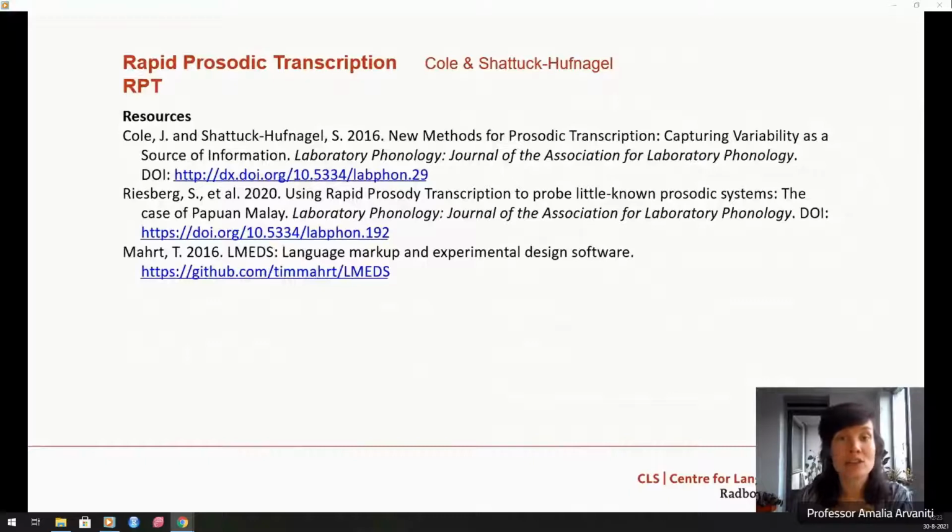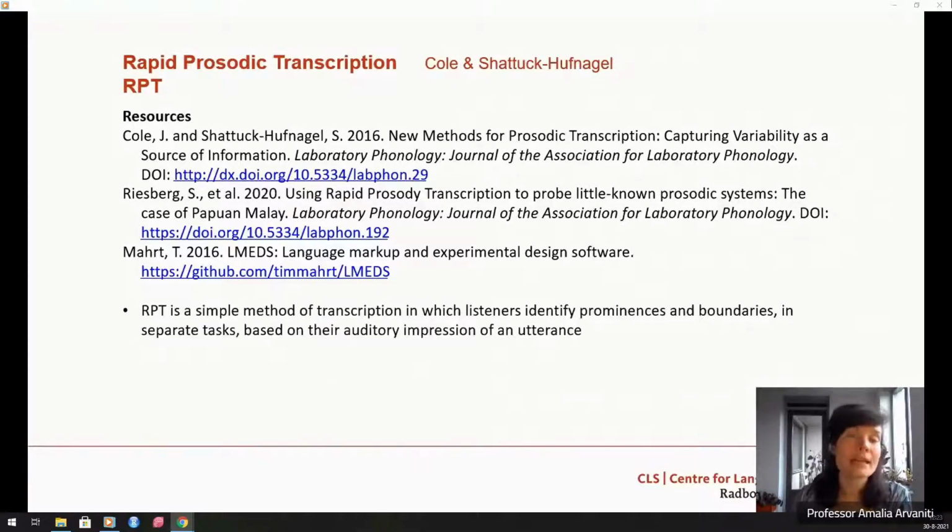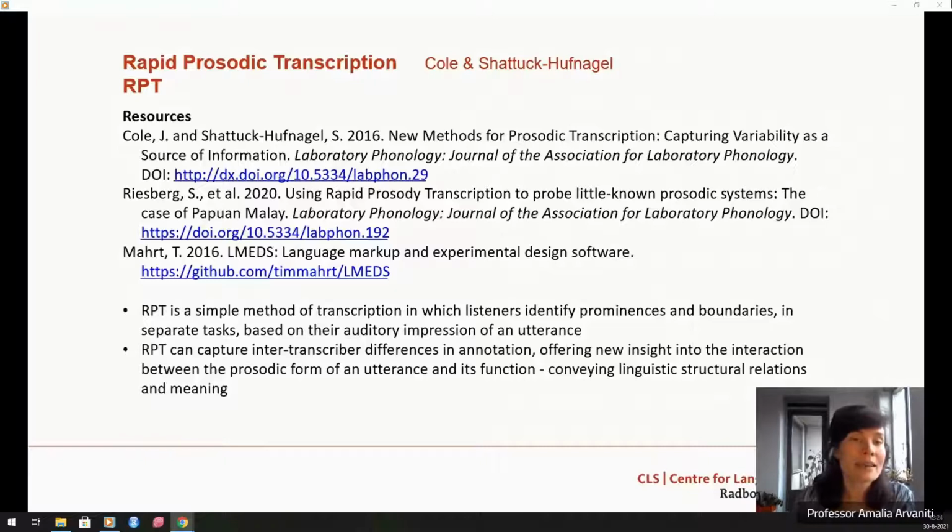The next method up is rapid prosodic transcription, or RPT. It was developed by Jennifer Cole and Stephanie Shattuck-Hufnagel, and is also a system for minimally annotating aspects of intonation. In RPT, listeners identify prominences and boundaries in 2 different tasks based on their auditory impressions of an utterance. RPT can capture inter-transcriber differences in annotation, and then this can be used in other investigations, for example, looking at the cues that result in one transcriber perceiving a prominence where another does not, and can offer new insights into the interaction between the prosodic form of an utterance and its function.